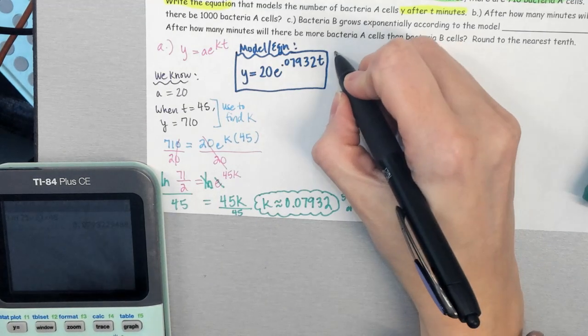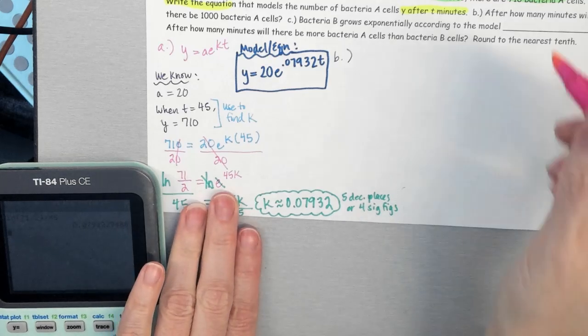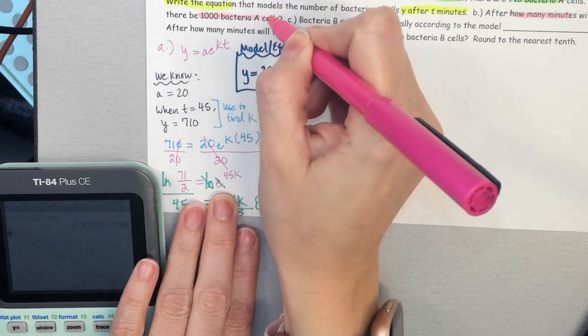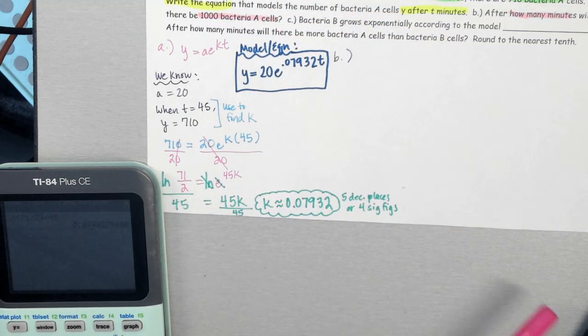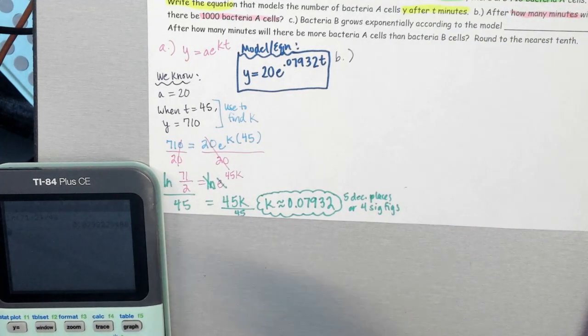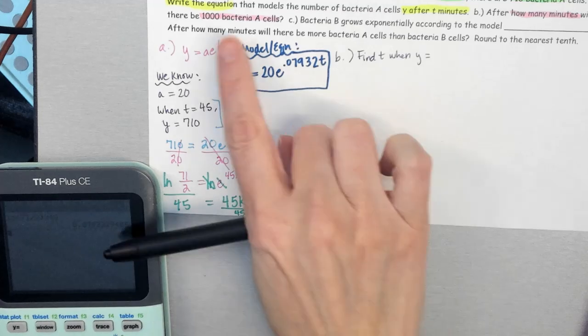All right, now for part B, it says after how many minutes will there be 1,000 bacteria A cells? Okay, so if they're asking you how many minutes, that means you're trying to find the value of t, when your y value, okay, when the output value is 1,000.